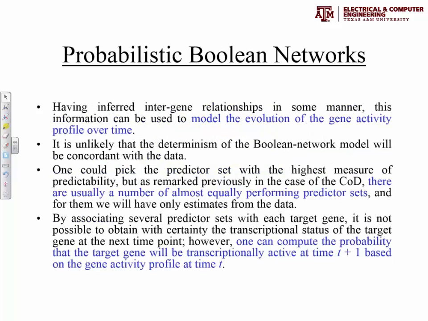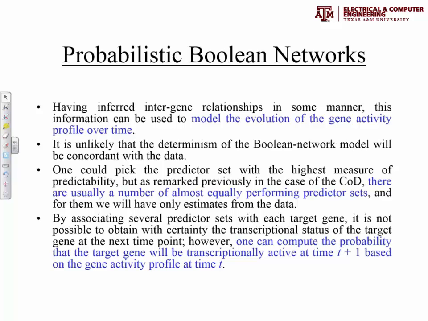Now, having inferred the intergene relationships in some manner, this information can be used to model the evolution of the gene activity profile over time, right? You remember, the gene activity profile is basically the set of ones and zeros telling you which gene is on and which one is off at a particular time, okay? So that evolves with time. Now it is unlikely that the determinism of the Boolean network model will be concordant with the data, because in the real world you're going to have stochastic influences. I mean, you're not going to measure everything with 100% accuracy, right?